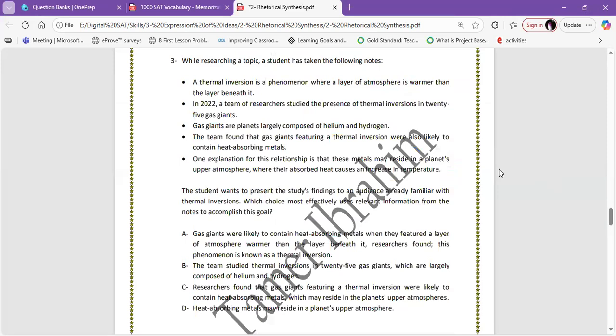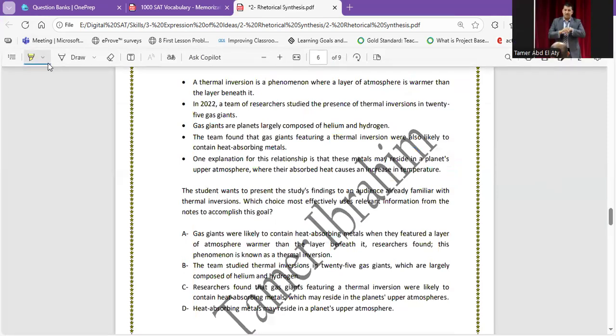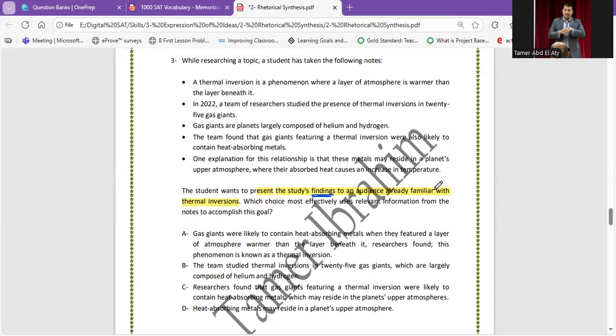But let me ask Luma, where is the goal here? He wants to present the study's findings to an audience already familiar with thermal inversion. Okay, take care. I need the study findings. I need the findings. But don't forget that the audience is familiar with thermal inversion. So don't talk more about thermal inversion. Go on.